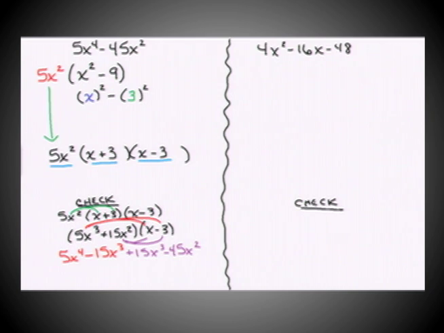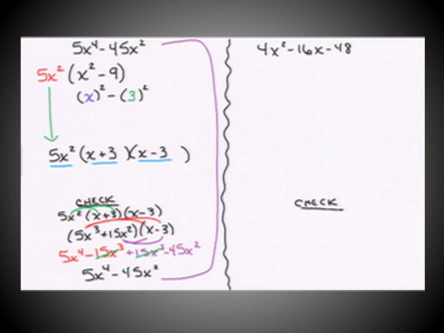Combining your like terms, we find that we have a pair of opposite terms, negative 15x cubed and positive 15x cubed, combined to make 0, which leaves us with 5x to the fourth minus 45x squared. Since we ended up with the same polynomial we began with, we verify that 5x squared times x plus 3 times x minus 3 is the factored form of our binomial 5x to the fourth minus 45x squared.